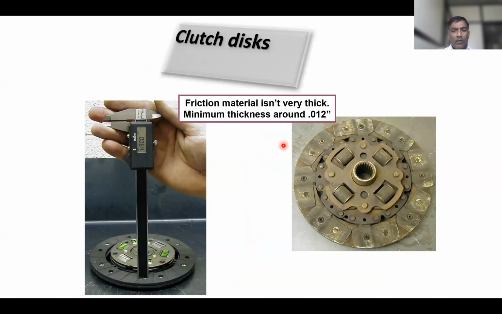Okay. Just some additional information. The friction material, what is the thickness? Minimum thickness is around 0.012 inch.